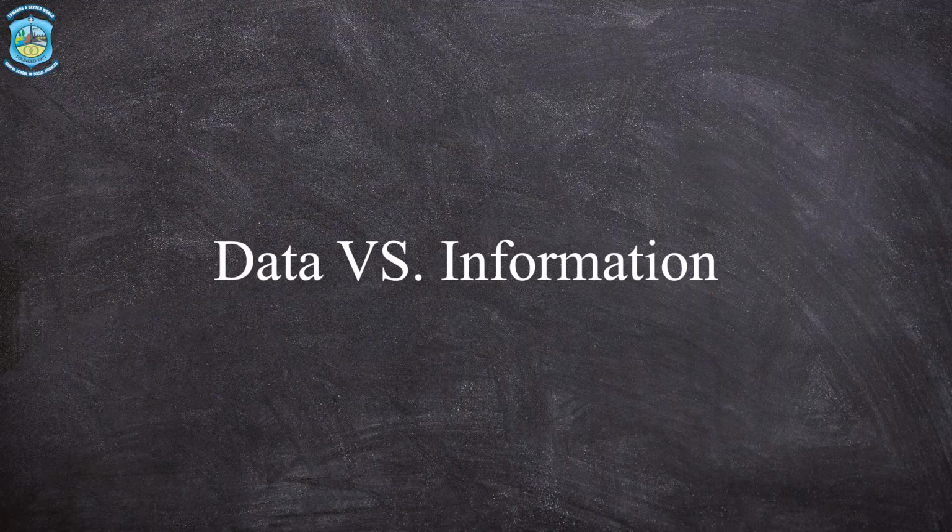Let us understand the difference between data and information. Data is derived from a Latin word datum, and information is derived from the word informare. Data is a raw fact or figure, but information is processed data. Data may or may not be meaningful.